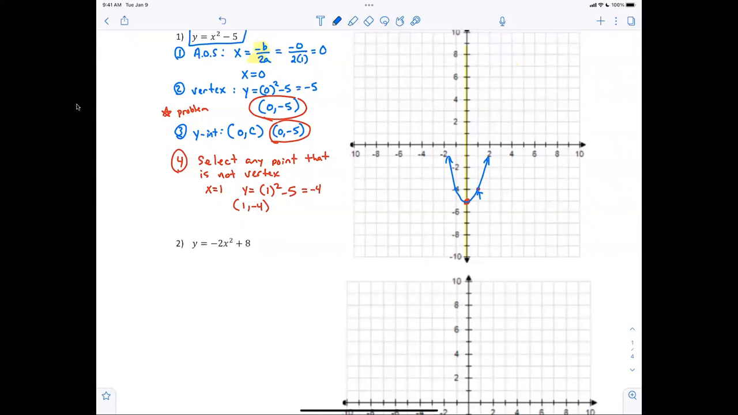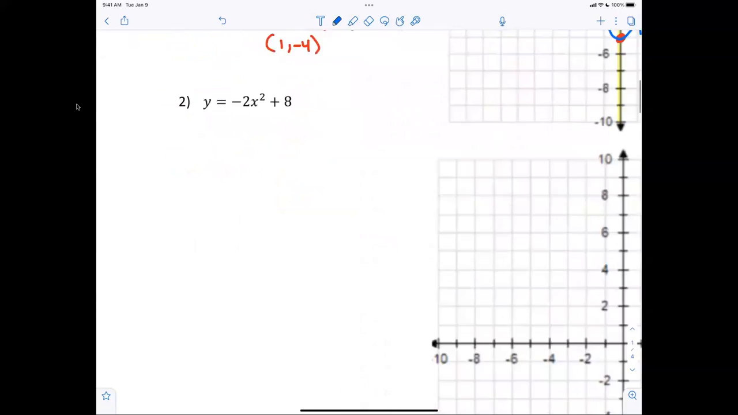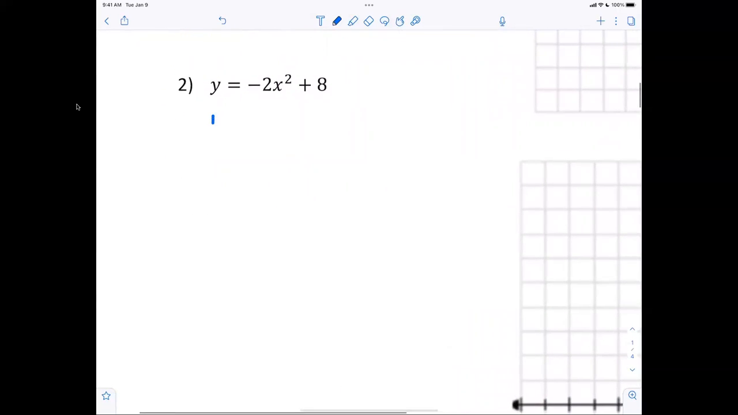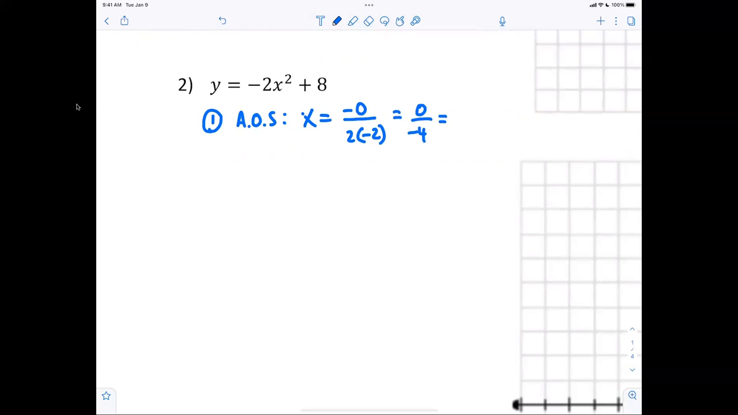All right, now we're gonna go ahead and do number two. Number two is just like number one, and then three is different. All right, three is different. All right, so we're gonna try number two again. All right, so step number one, axis of symmetry. X equals negative b over 2a. 0 over negative 4 equals what? 0. There you have it.